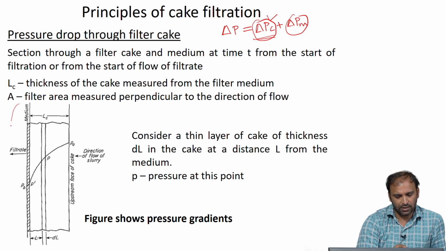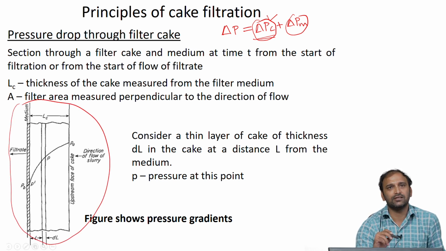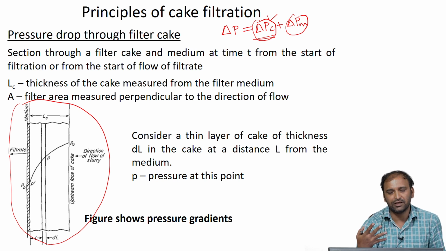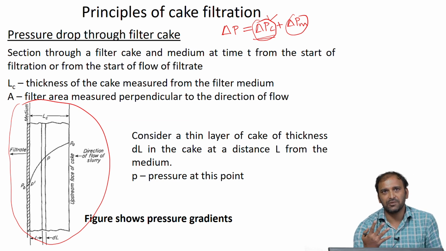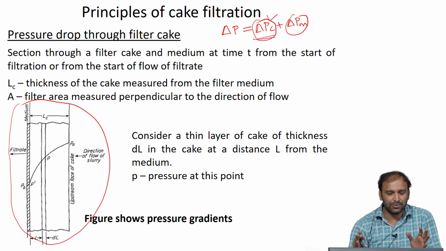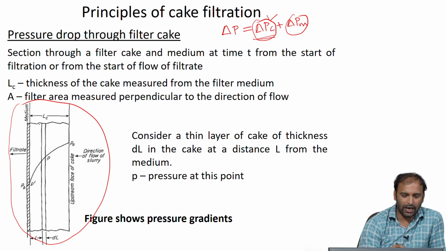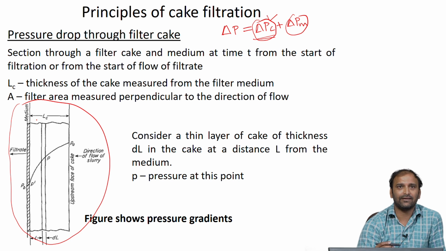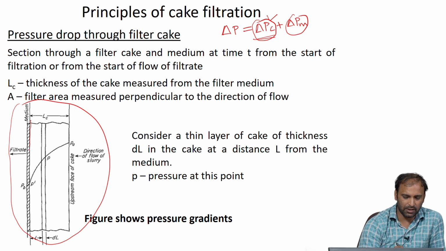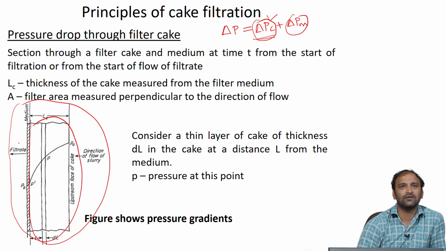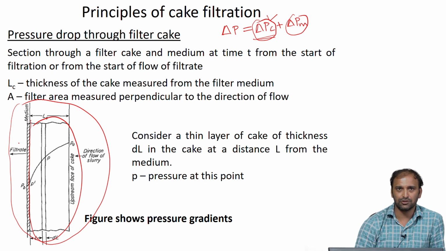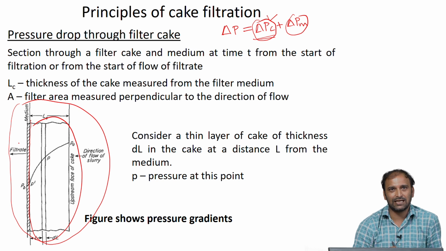What you are looking at is a diagram, which is basically a section through a filter cake and the filter medium at some time t from the start of filtration. At time t equal to 0, you do not have any filter cake developed. That means this part is not there, right? So the only thing you have is the filter medium, and during the course of filtration the filter cake builds up. You have taken a cross section, and the figure represents that view.